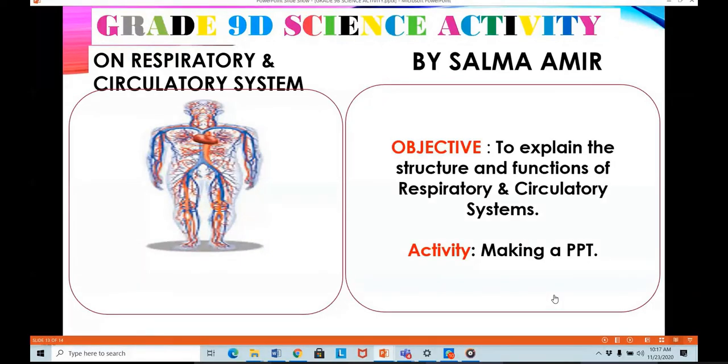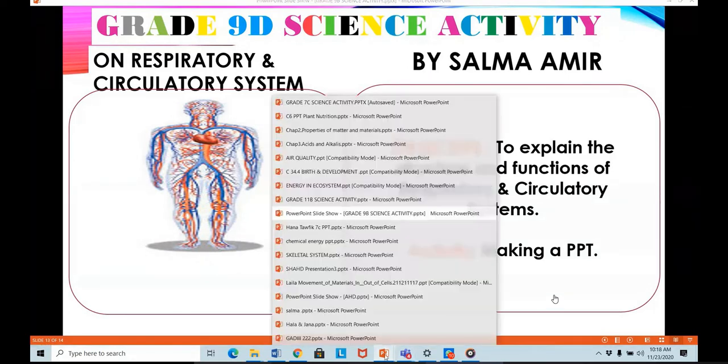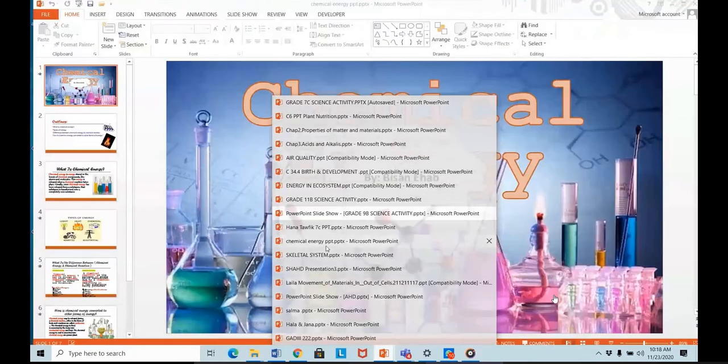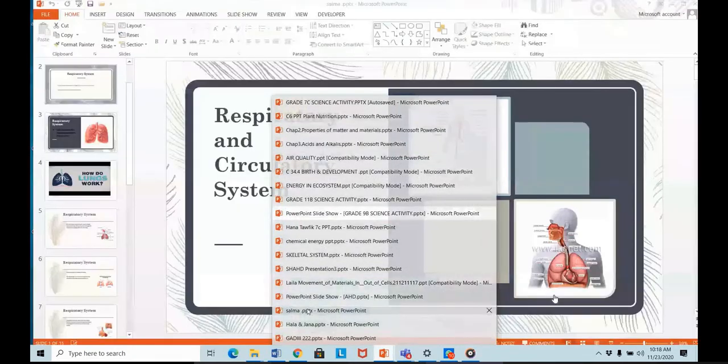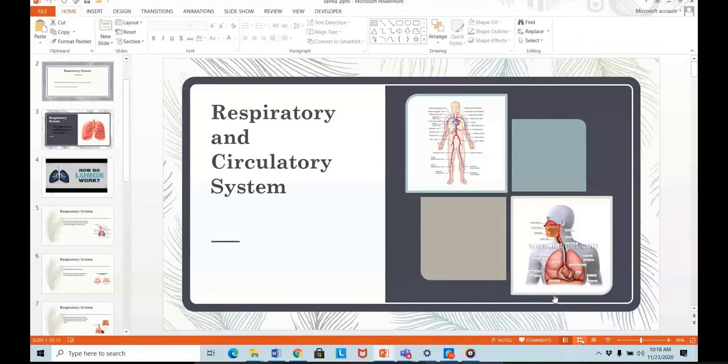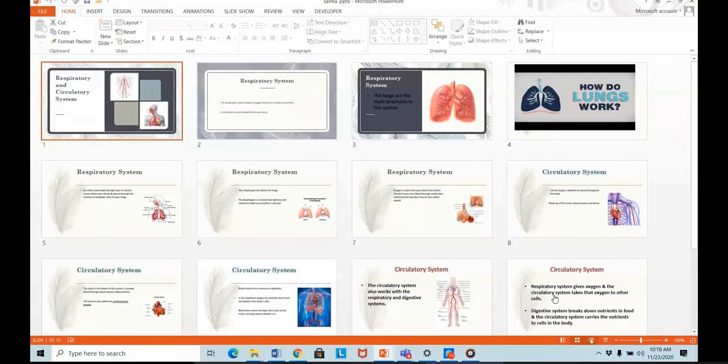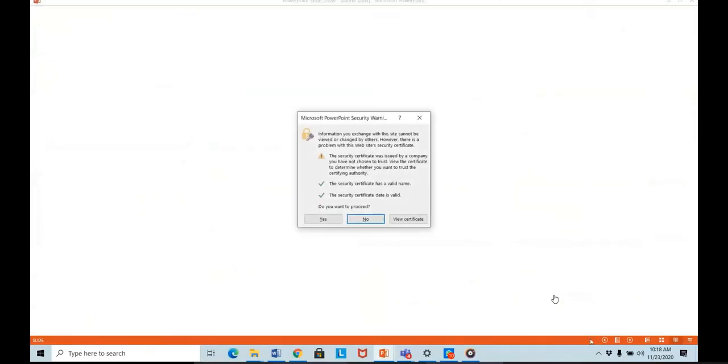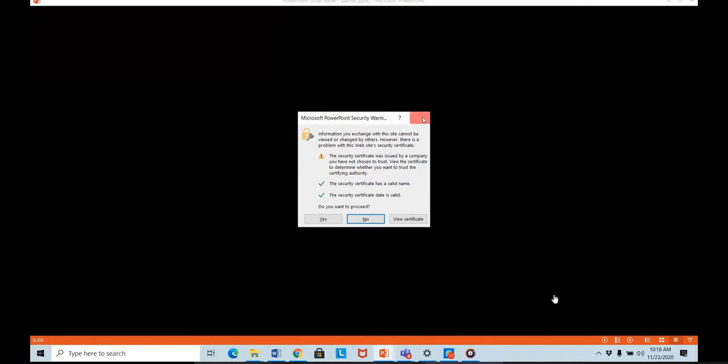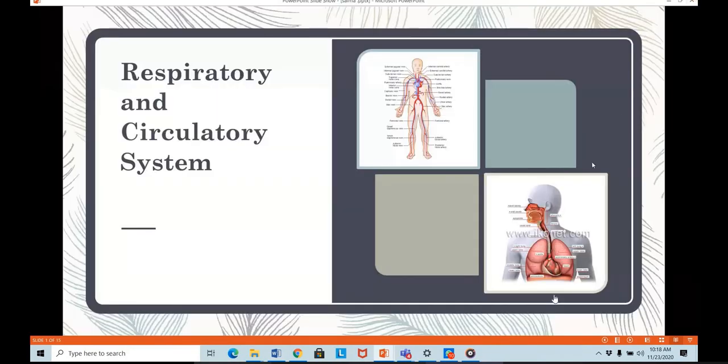You're most welcome. Okay, we have the last presenter today, which is Salma Amer. She's going to present a science activity on respiratory and circulatory system. The objective is to explain the structure and functions of respiratory and circulatory systems. The activity is making a presentation, which I'm going to present now. Salma, would you like to explain it? Yes. Give me a moment, Salma. Yeah, please start.